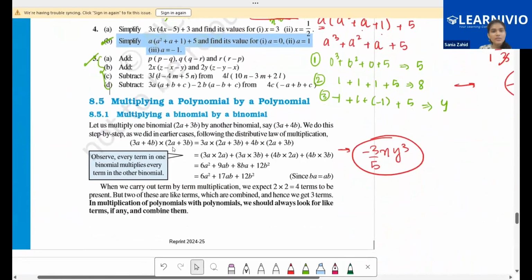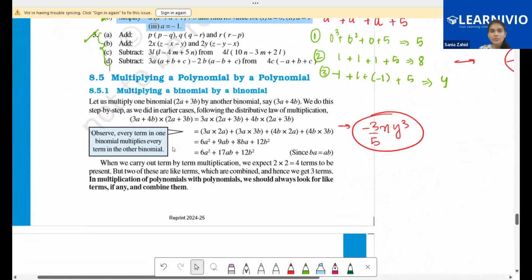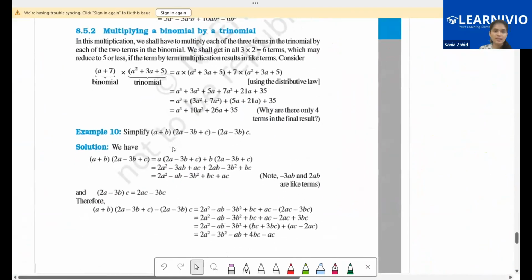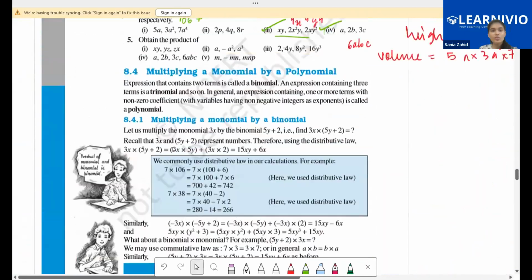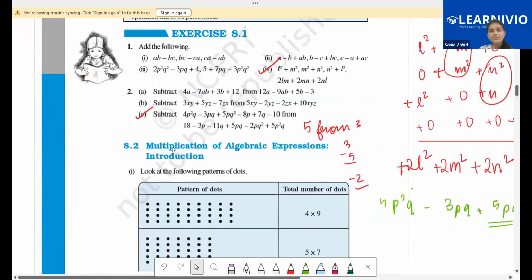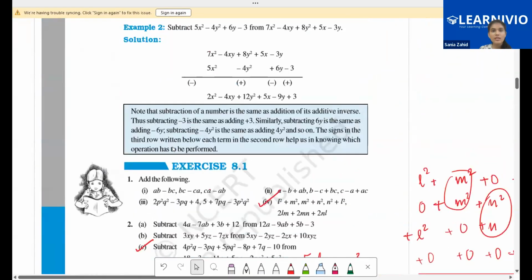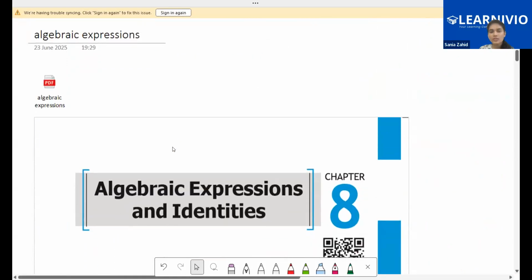The next topic we will start is multiplying a polynomial with a polynomial. We'll start with this exercise from the next class onwards. And Mustafa, for this lesson, make a PDF from your textbook also and send it, so that after completing NCERT, we'll be referring to your textbook as well.